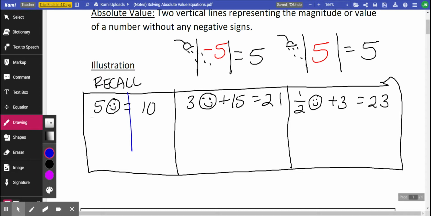On the left-hand side, we already learned this, so this is just a recap. I would draw the wall. I want to get the happy face alone, so the 5 is in the way. I divide both sides by 5. This cancels out, so then I get that my happy face is equal to the value of 2. So there's my answer. Happy face equals 2.